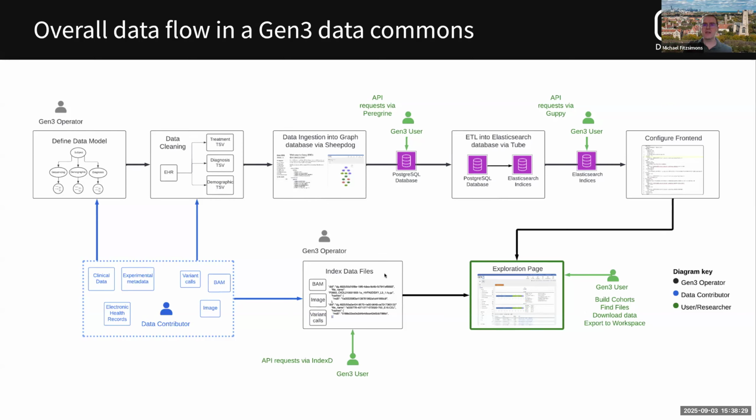So this other avenue here, just to highlight, if you do want files available in your exploration page, you're also submitting data to IndexD and also to Sheepdog, some metadata about the files. So these two avenues come together in the exploration page where the users are then building cohorts, finding files, and downloading data, and also exporting to the workspace. Okay, so that's, as I said, the 10,000 foot view.